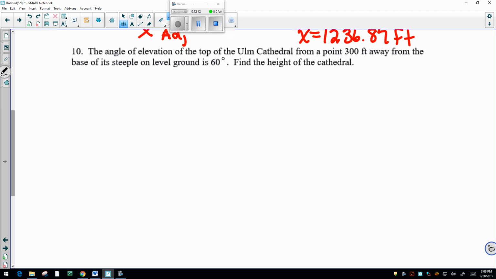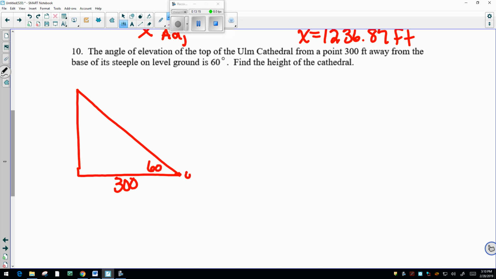And our last one, the angle of elevation. So we have the angle of elevation up to the top of a cathedral from a point 300 feet away. All right, so we have to think cathedrals, hopefully buildings are nice and vertical. I'm looking to the top of this, so that means I'm standing on the ground somewhere over here, looking to the top of the cathedral. And it tells me I am about 300 feet away from the base. So I know that this has to be 300 feet. And it's telling me that the angle that I'm looking up is 60 degrees.